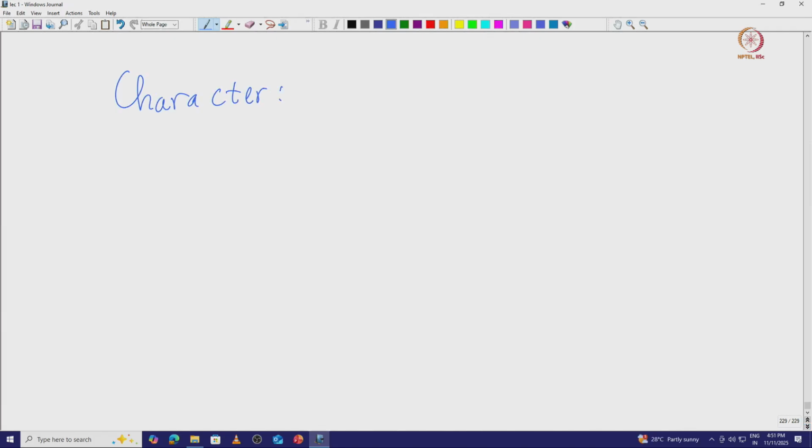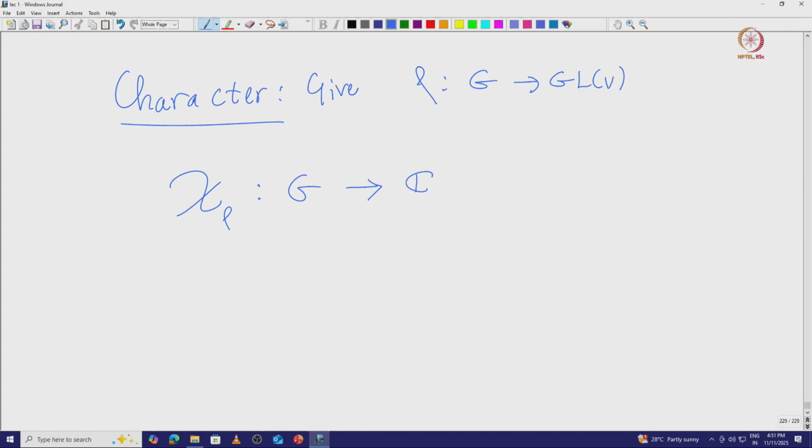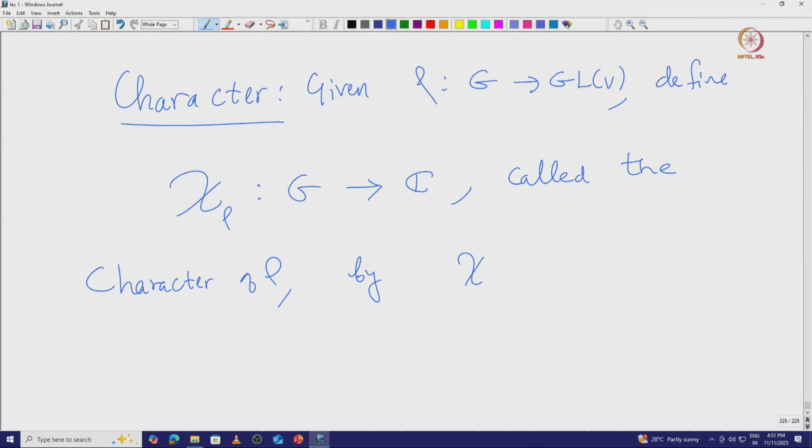So, let me define the character given a representation rho from G to GL V. The character of the representation, denoted by chi rho, is a map from G to C. Define chi rho, called the character of rho, by chi rho of g equal to the trace of rho of g, for all g in G. So, this is how we define the character.